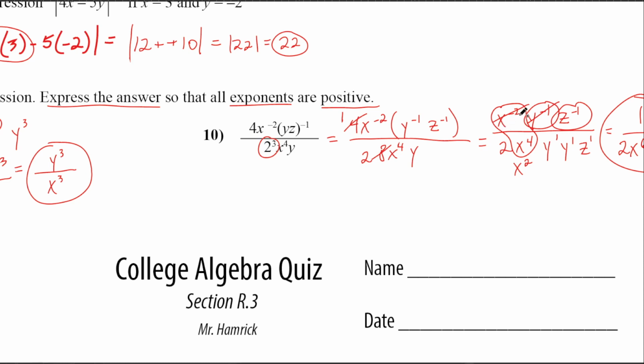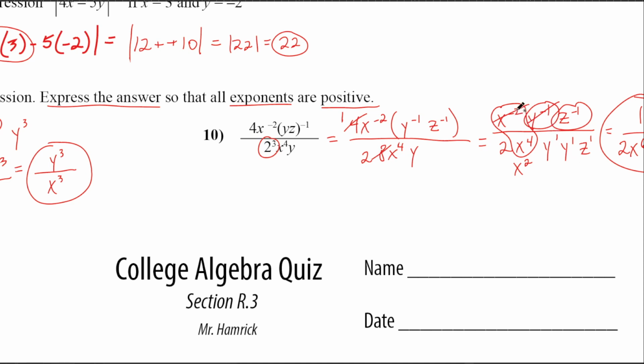I just put x to the negative second right next to y to the negative first, z to the negative first. So I didn't do a whole lot from here to here. But now what we can do is we can start simplifying. We haven't simplified a whole lot just yet. Just the 4 and the 8 basically is all we've done so far.